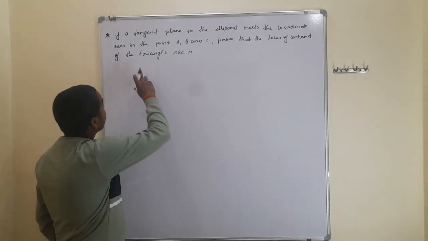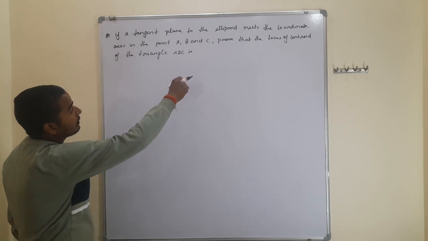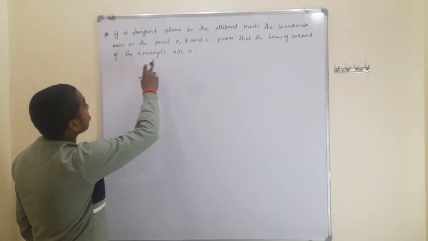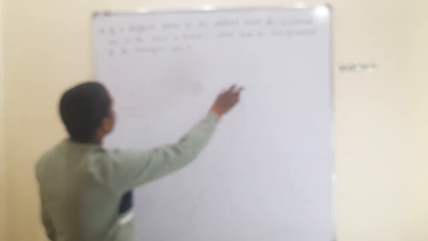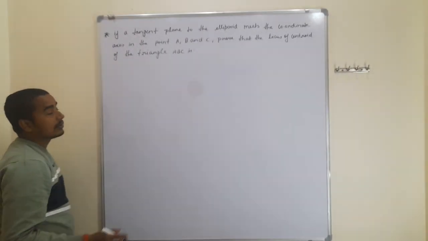Here in the question, if a tangent plane to the ellipsoid meets the coordinate axes in the points A, B and C, prove that the locus of the centroid of the triangle ABC is... Let's solve the problem.